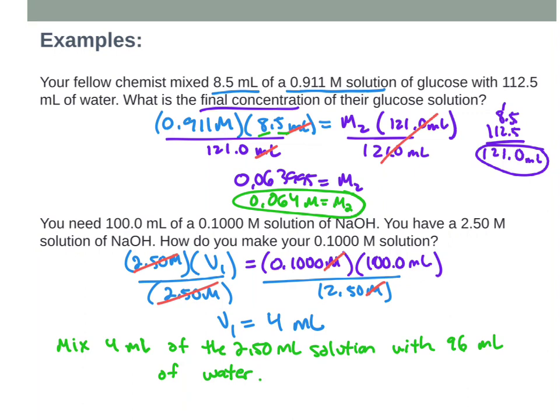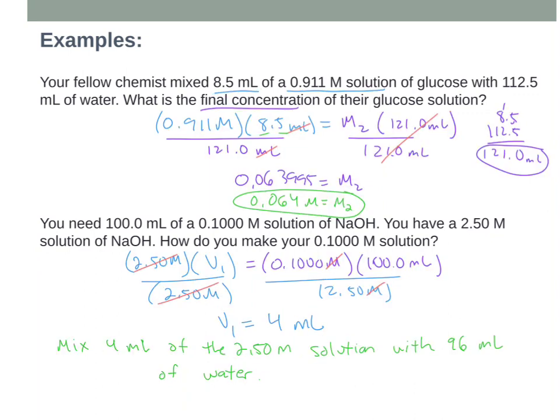That's what I would do, right? Because if you mix 4 plus 96, that gets you the 100 that you're looking for, and you've diluted it. So you just mix 4 milliliters of the 2.50 molar solution with 96 milliliters of water. And that's how you do that. So that's how you do dilutions. They're straightforward. The math is not hard. I think the hard part is getting these word problems into the equation. And then once they're in the equation, it's basic algebra. So practice up, happy studying, and good luck.